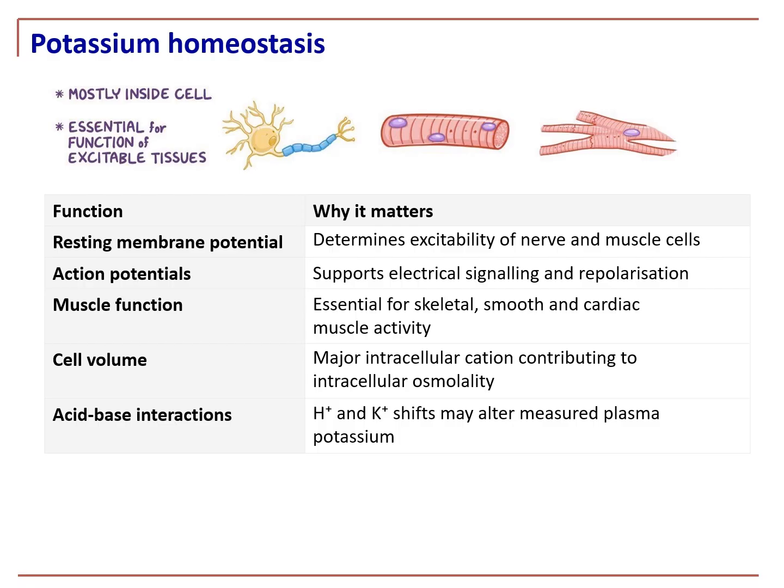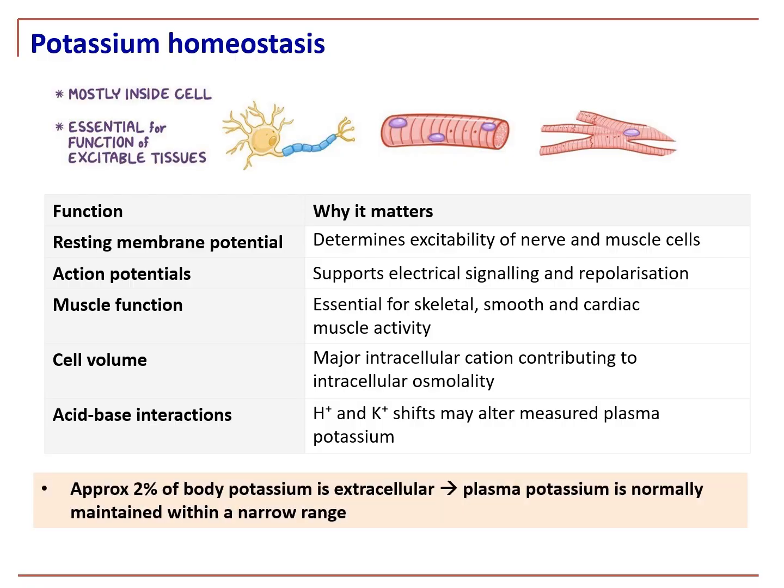So if you have an acidosis, for example, hydrogen ions will start to shift into the cells, and to maintain that resting membrane potential, potassium ions will shift out, and vice versa. So a key thing, 2% of body potassium is extracellular, so about 4 millimoles per liter, so quite a small amount. And plasma potassium is normally maintained within a very narrow range for obvious health benefits.